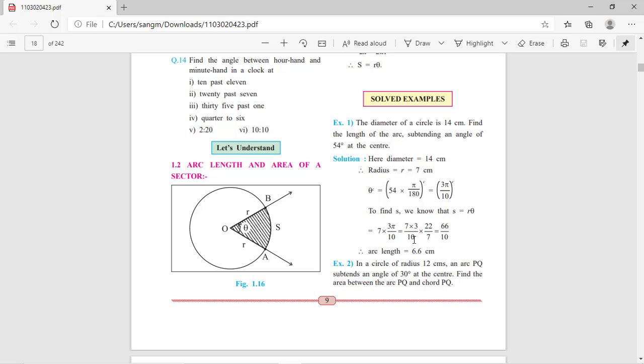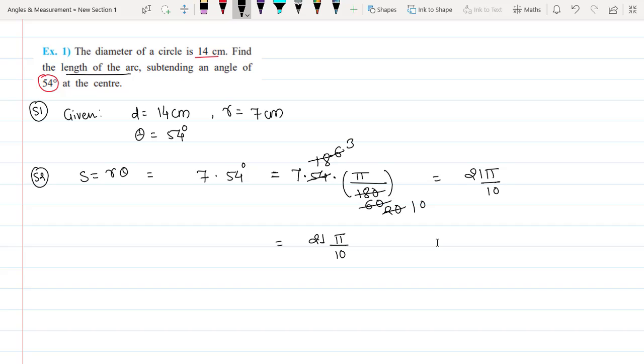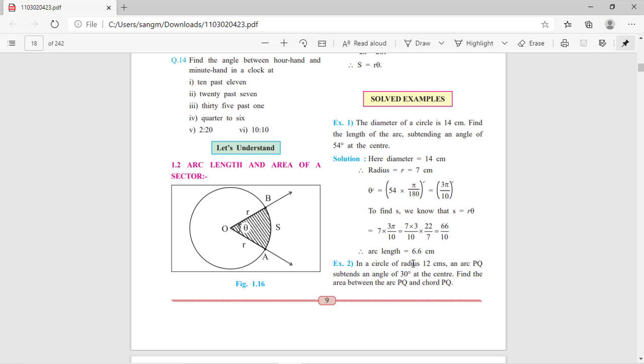So what value of pi can we take? 3.14. If you approximate it, you can get 21 into 3 divided by 10. It's actually 3.14, this is the exact value of our pi. Okay, good. Let's take the next question.